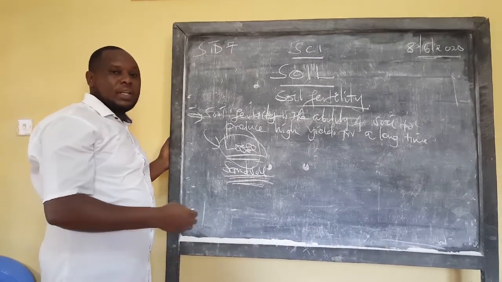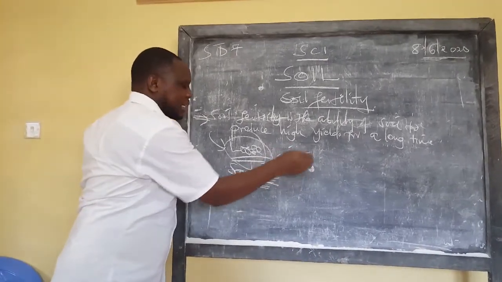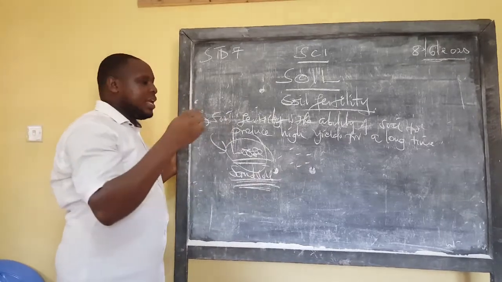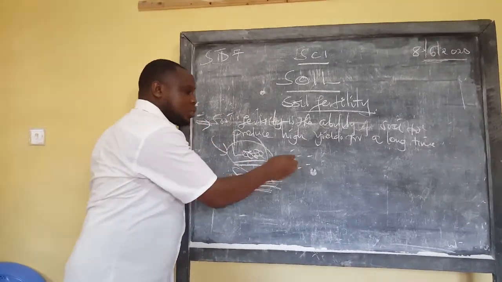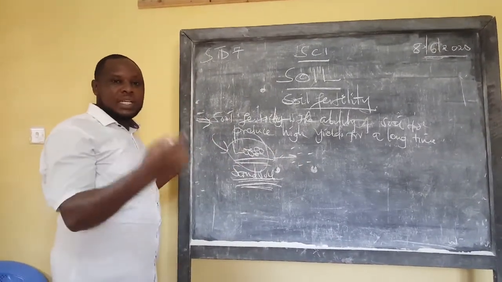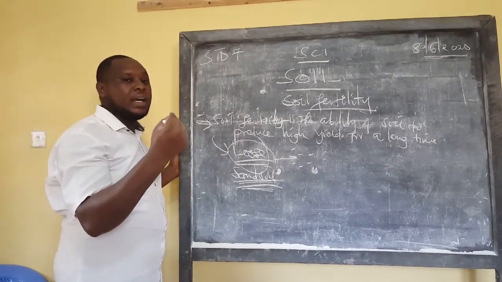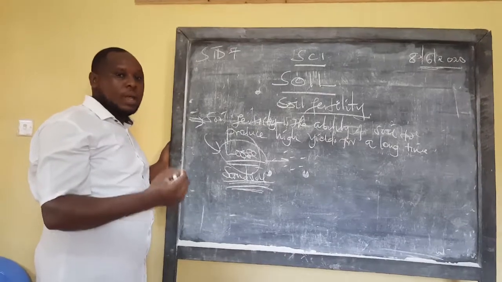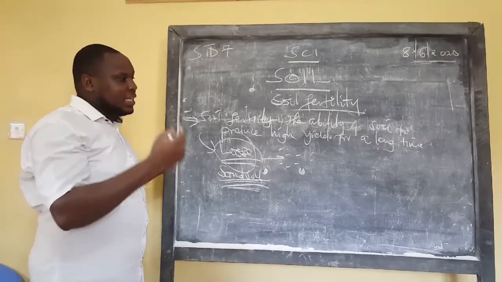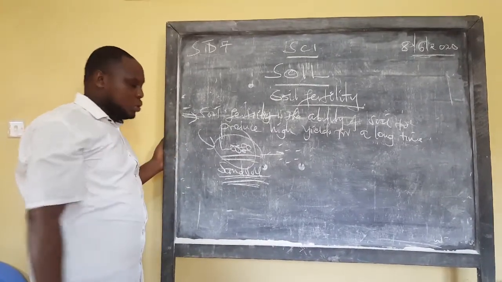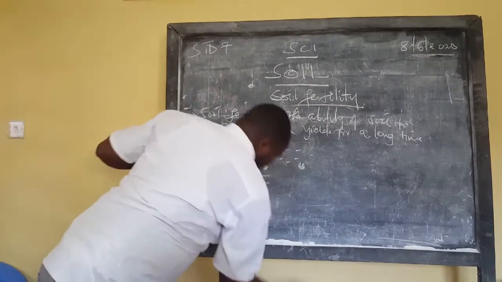So the reason why the sand particles are far apart is because they lack fertility. And fertility binds soil particles together. Look at clay soil and look at loam soil. Their soil particles are together. They are not that loose because of the fertility in them that binds the soil particles together.